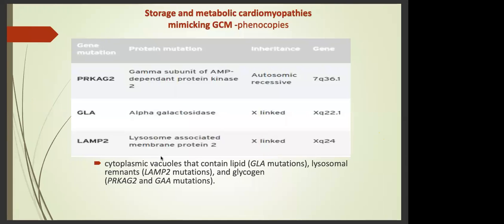I'm sure you are all aware of the various storage and metabolic cardiomyopathies, like the PRKAG2 mutations, GLA or LAMP2 mutations as well. These are associated with alpha-galactosidase or the lysosome-associated membrane protein 2 inheritance, in fact. And that's why they tend to develop glycogen disease or lysosomal storage disease as well.